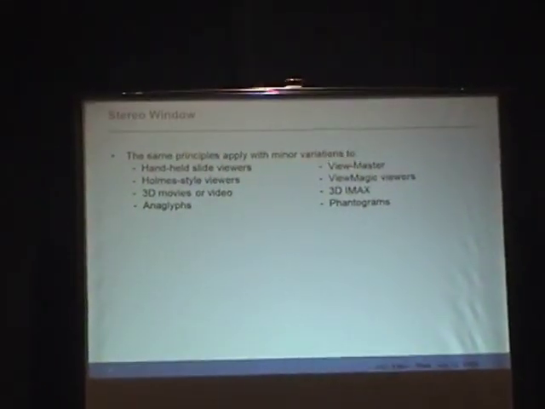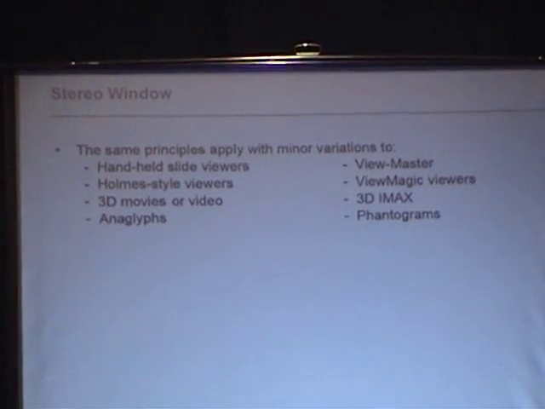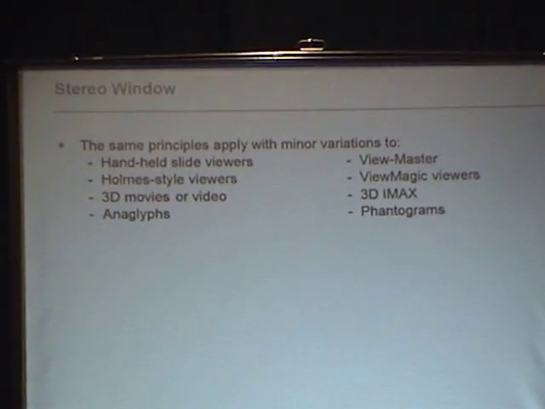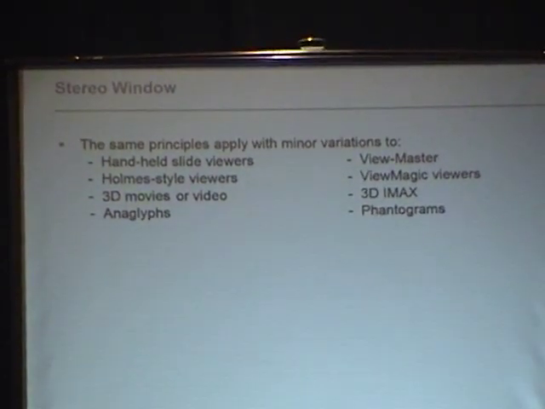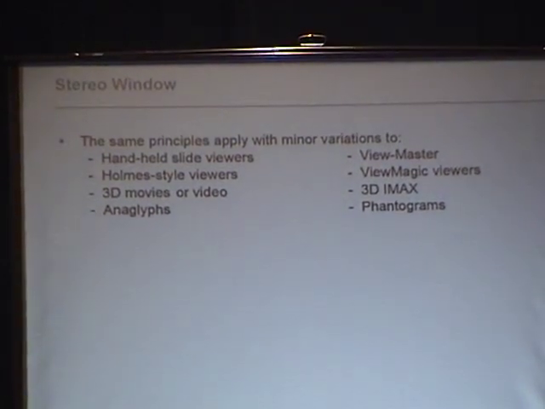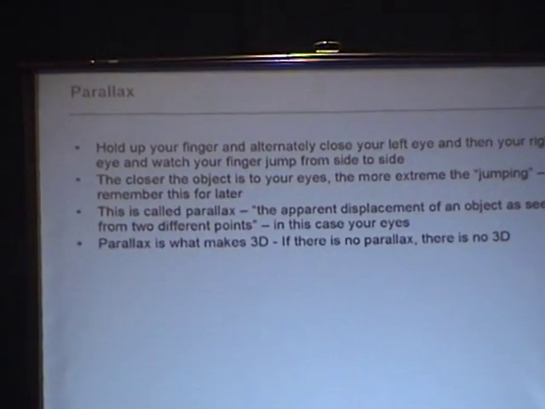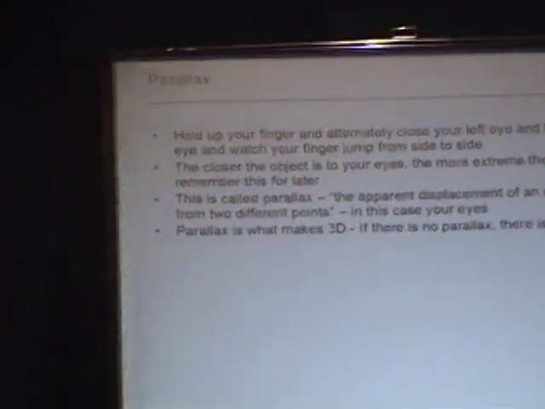One must say this applies to the whole genre of different kinds of ways of representing 3D images, whether it's View-Master or lenticular. It applies to lenticular too, but we seem to have left lenticular off. It's all on there. Okay, now everybody knows all about this, but this is stereo window 90, so we don't take anything for granted.